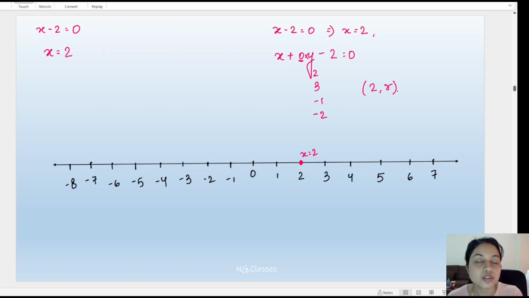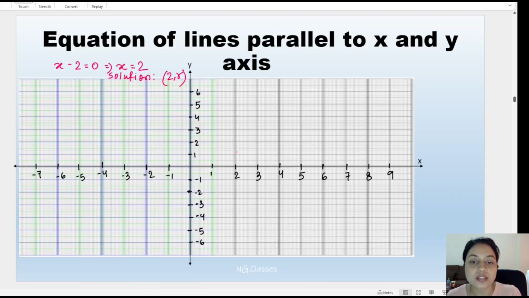Let's represent the solution on the Cartesian plane and draw the graph. So let's take the r value as 1 at first. So we will have our first point as (2, 1). We can also take the r value as 0, because the y value can be anything. So (2, 0), this is the point we have. Similarly, (2, 2) will also be acceptable. (2, 3) will also be acceptable. And like this, we can continue and take any point. Downside also, we can take any negative number for y. Let's join it.